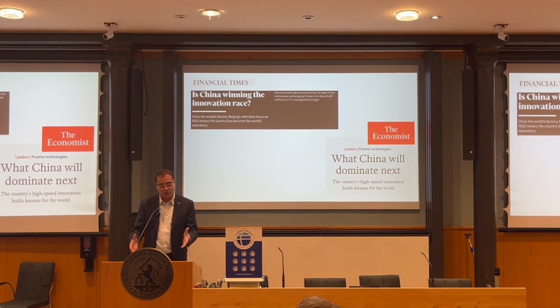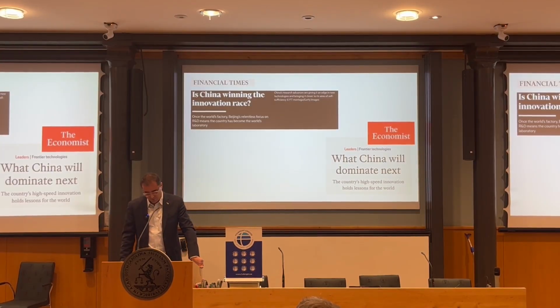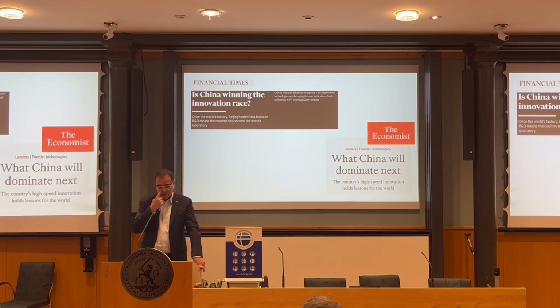So these are just two titles from this week. Financial Times from November 28th: is China winning the innovation race? And then The Economist a couple of days before or later: what China will dominate next? High-speed innovation, lessons for the world. And you literally can find these kinds of titles on a daily basis, certainly every week.